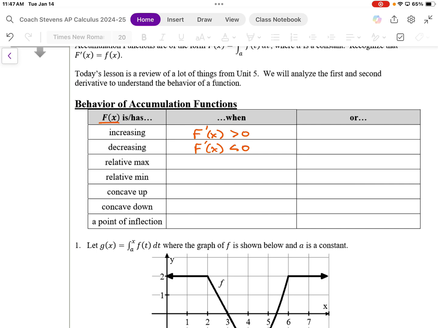When we're looking at capital F of x, when does it have a relative max? Well, we have to think about, what does a relative max mean? That means that I change signs from what to what? Positive to negative. So it has a relative max when capital F prime of x changes from positive to negative. And now we can go ahead and fill in the next one. When would I have a min? When capital F prime of x changes from negative to positive.